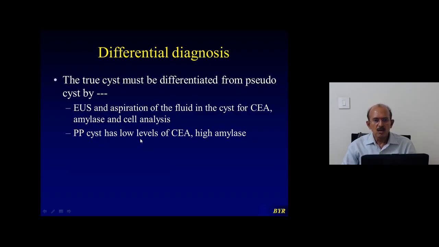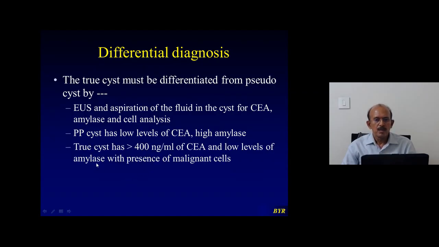Pseudopancreatic cyst has low levels of carcinoembryonic antigen and high amylase. Neoplastic cyst has more than 400 nanograms per ml of CEA and low levels of amylase with presence of malignant cells. So by this FNAC test, you will be able to differentiate between pseudopancreatic cyst and the neoplastic cyst.